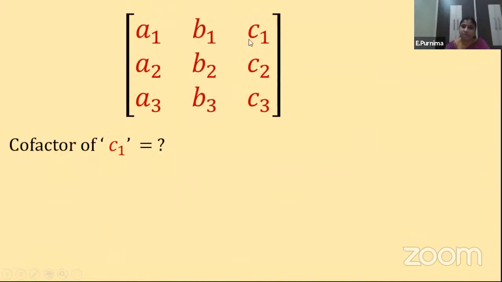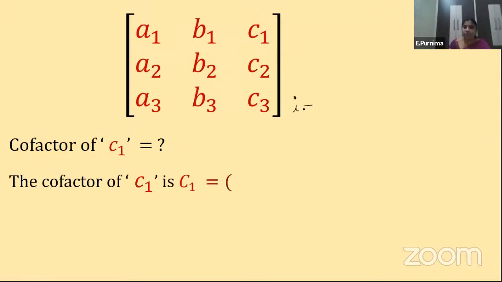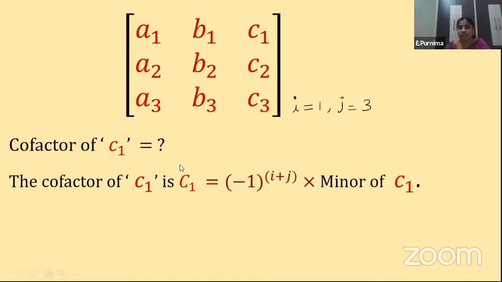So this is one more example. This is C1. The cofactor of C1 we are trying to find out. So where is C1 located here? C1 is in the first row and third column. So the I value is 1, the J value is 3. Is it clear? So that is nothing but the cofactor of C1.